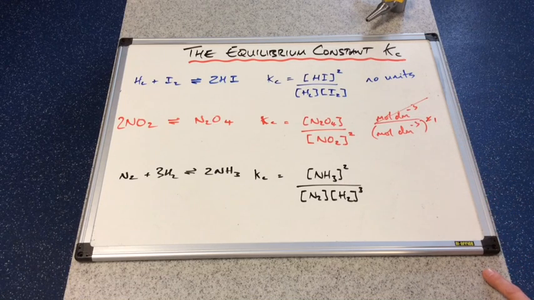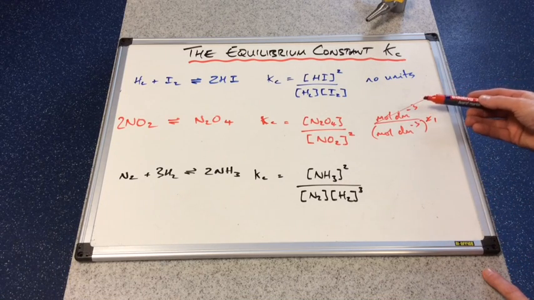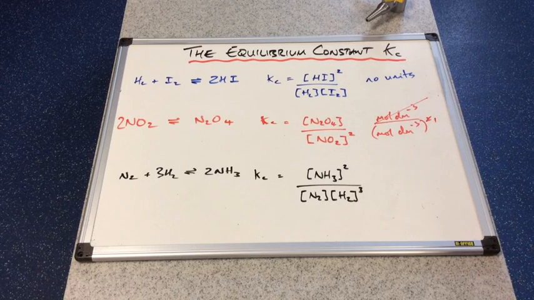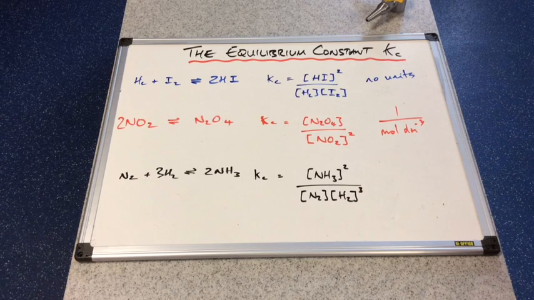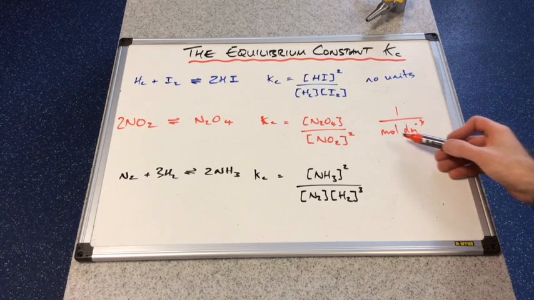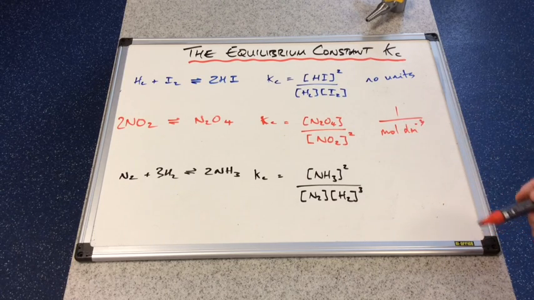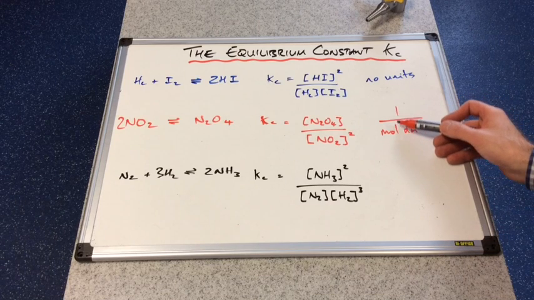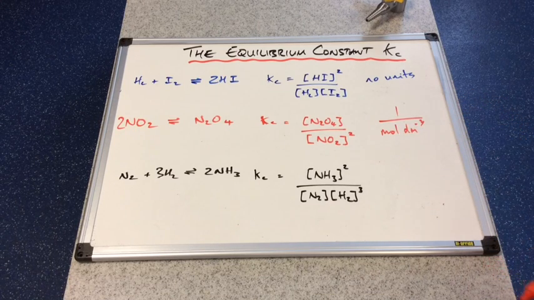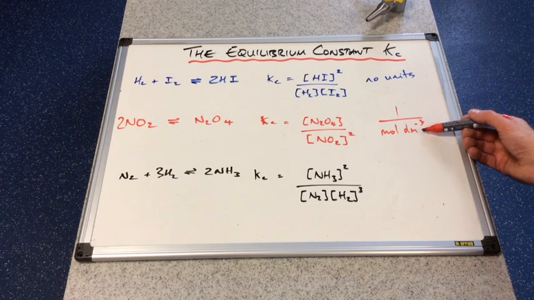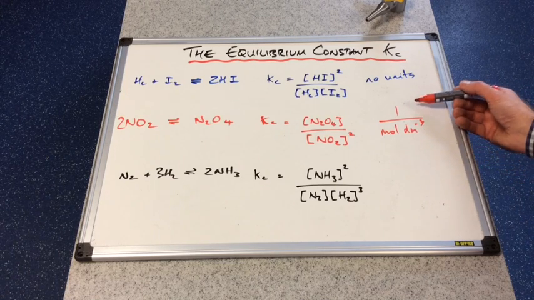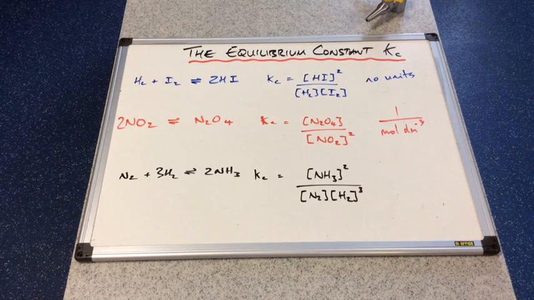So what are you left with? You're left with 1 over moles per decimeter cubed. Now we would normally take these terms up to the top, and when you do that the sign changes of the indice. So instead of 1 over moles on the bottom, it's moles to the minus 1 on the top, and instead of 1 over dm to the minus 3, it becomes dm to the plus 3.